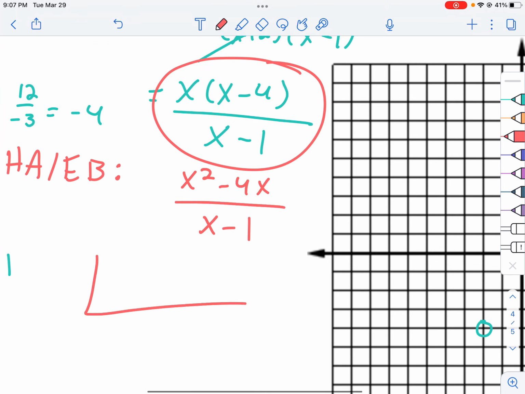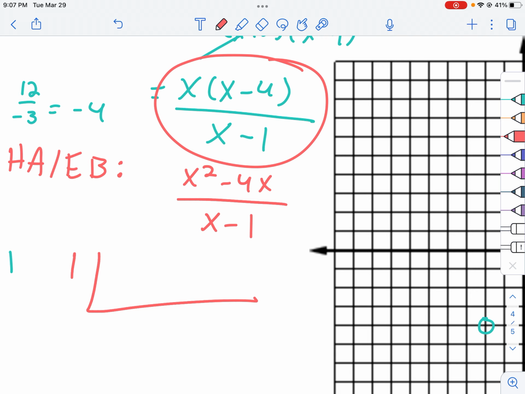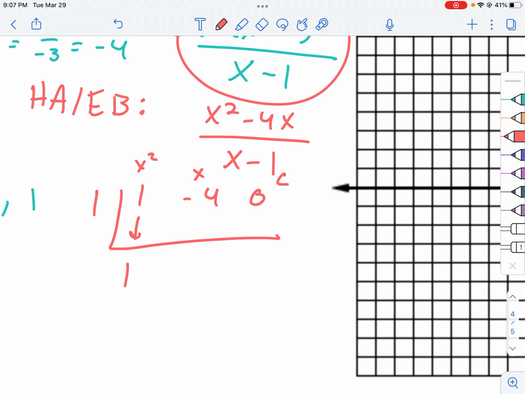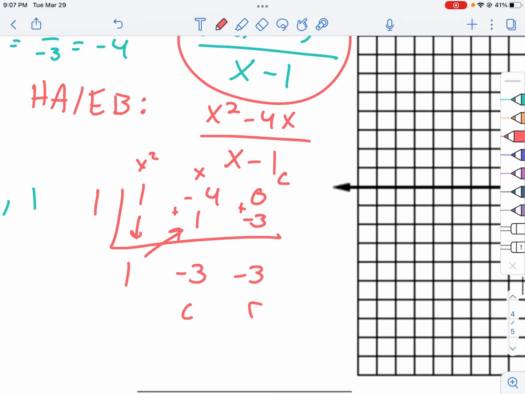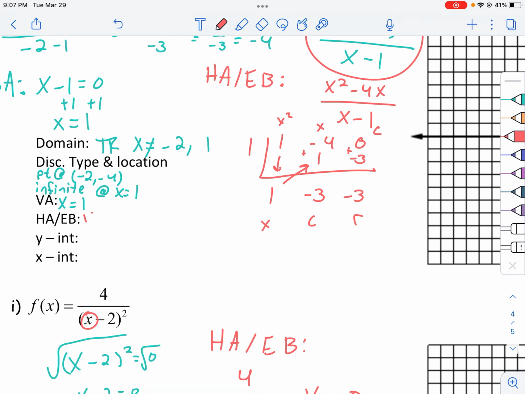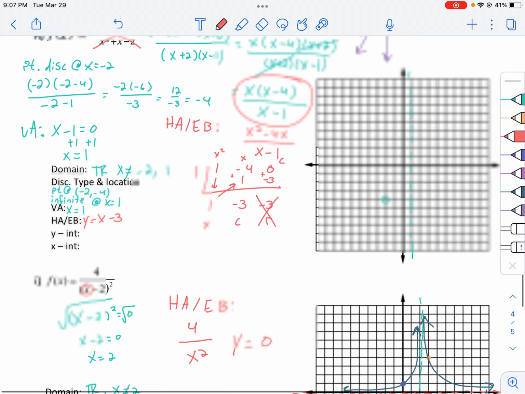And so when we do synthetic division here, we would go 1 on the outside, and then the coefficients on the inside, so 1, -4, 0 for a constant, because it's x squared, x, and constant term. To do synthetic division, we drop the 1. 1 times 1 gives us 1. And then we add down, -4 plus 1 is -3. -3, we add again. So the remainder is a constant. So our horizontal asymptote / end behavior is y equals x minus 3. We don't care about the remainders in these equations.